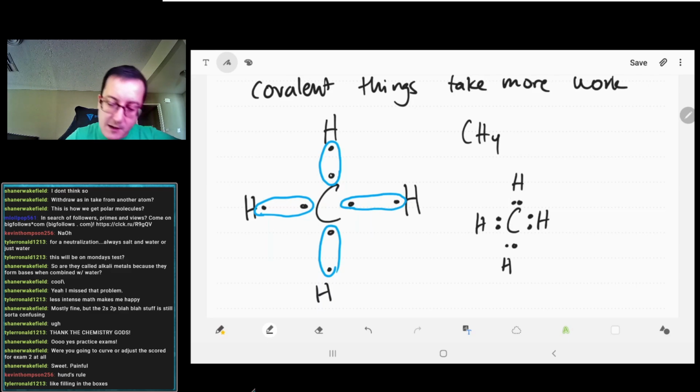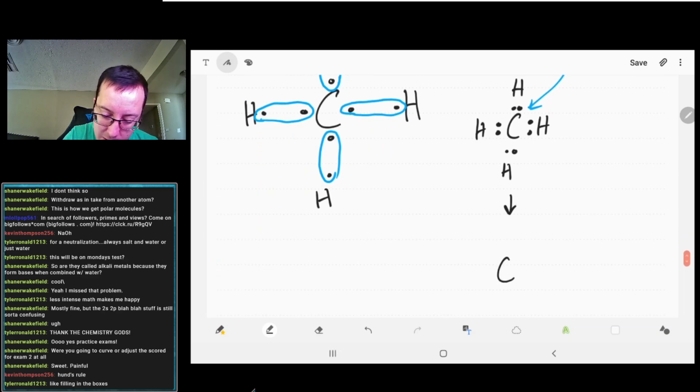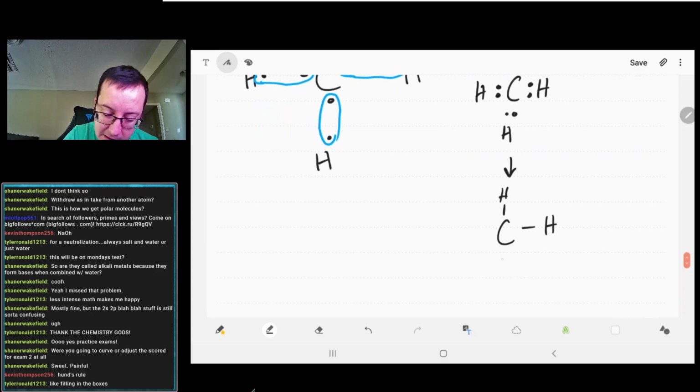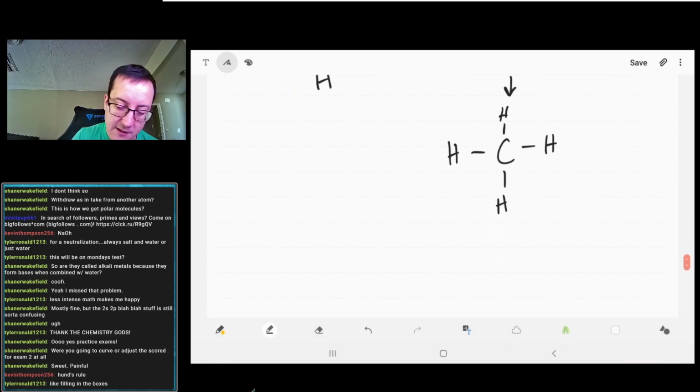So where all of those were separate before, if we put them together, they are now shared. And so we often will just redraw this structure with lines, just because it's a little bit neater. Actually, let me just do another example and then I'll do a step by step. Let's take sulfur and oxygen.